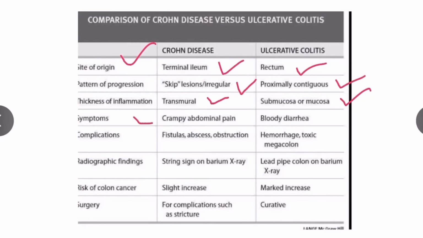Symptoms: Crohn's has crampy abdominal pain, and here ulcerative colitis has bloody diarrhea. Complications will be fistula, abscess, obstruction, and hemorrhage. Radiographic findings: there will be a string sign on barium X-ray, and here a lead pipe colon on barium. Already you know what lead piping is, and later we will see an X-ray. Risk of colon cancer will be slightly increased, and here markedly increased. Surgery in Crohn's is for complications such as stricture, and here surgery is curative.